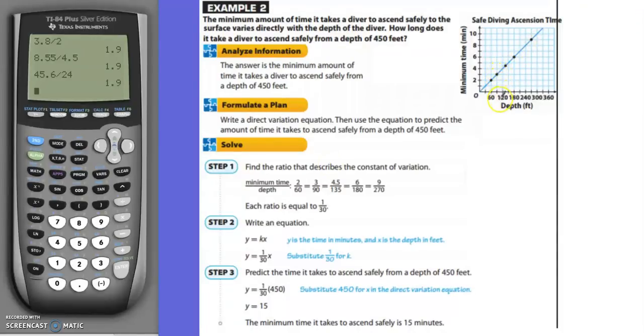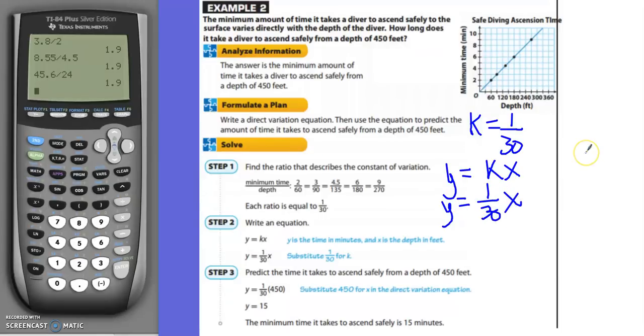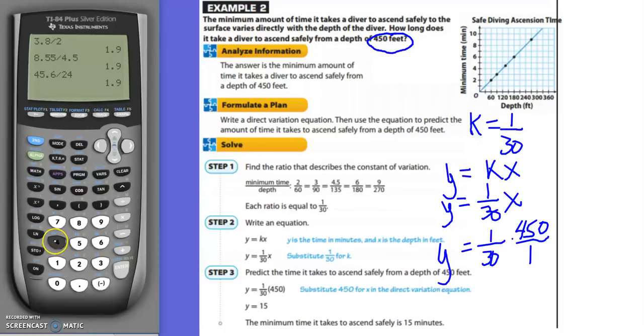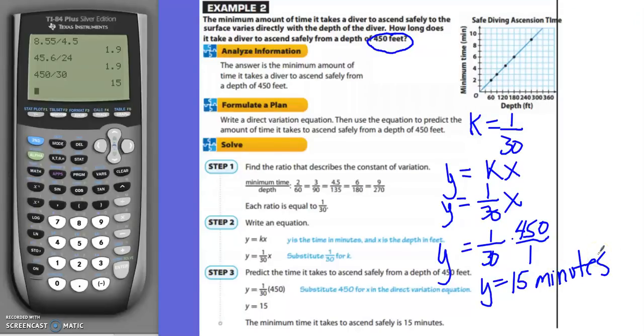I look at the next ordered pair, which is 90, 3. So 3/90ths is 1/30th. And then so on, 4.5 over 135, 6 over 180, 9 over 270. So we're looking at k is 1/30th. And if we write it in the format y equals kx, we have y equals 1/30th x. And we want to know how long it is going to take for 450 feet. So we're going to do 1/30th times 450. And we get 15. So it's going to take 15 minutes before we can ascend back to the top.